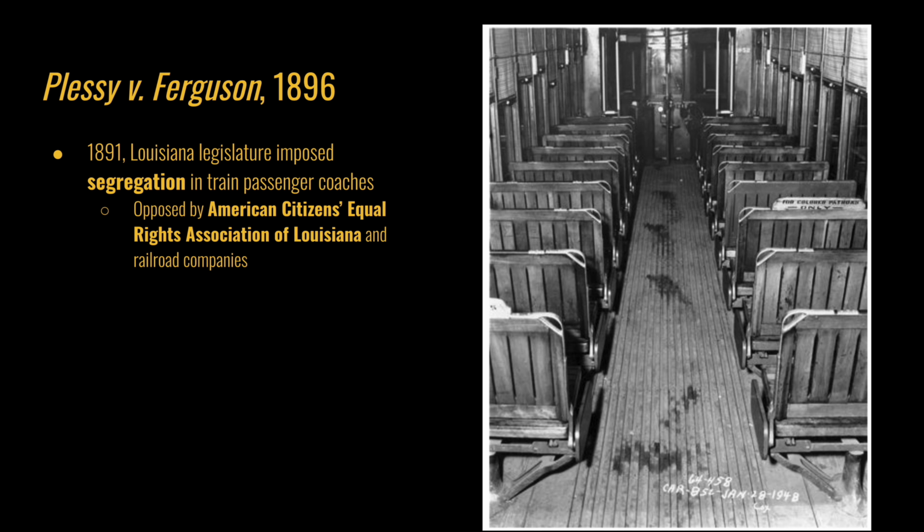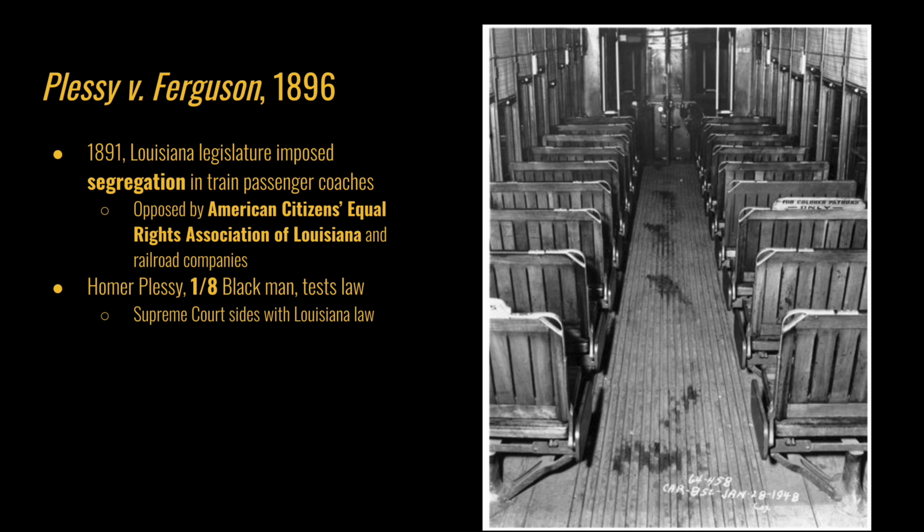The law was challenged by a Louisiana man named Homer Plessy. Plessy was one-eighth black, and by all counts, he was almost indistinguishable from a white man and had to alert the conductor or railcar employee that he was sitting in the wrong section. The Supreme Court ultimately sided with the Louisiana law in an 8-1 decision.